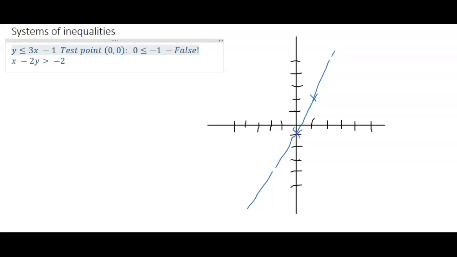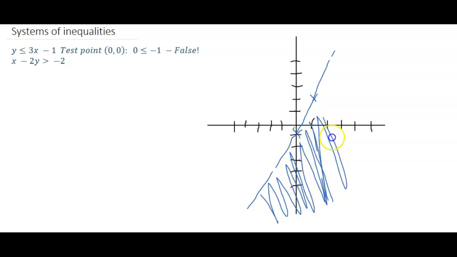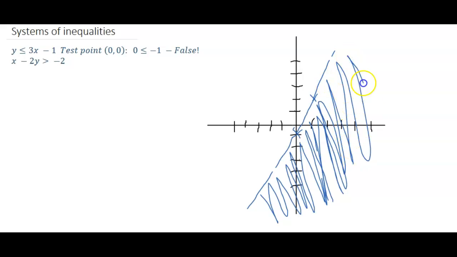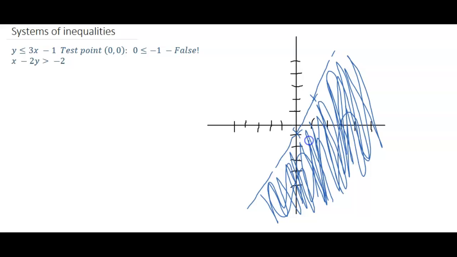So that tells me that 0, 0 is not a solution to this inequality, so I'm going to shade the side of the line where 0, 0 isn't. Here's 0, 0. I'm going to shade the other side of the line. That's down here where 0, 0 isn't. So every point on this side of that line is a solution to that top linear inequality.